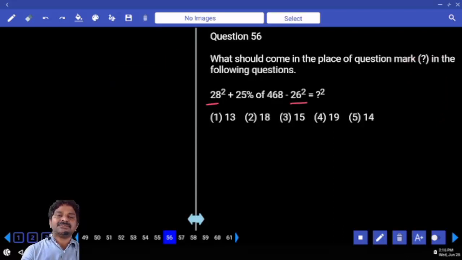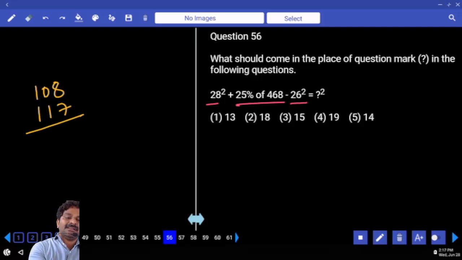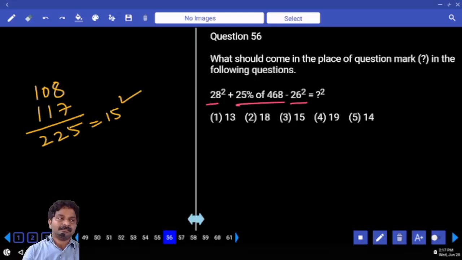28 square minus 6 square. That's what I see. Okay. A square minus B square format. A plus B into A minus B. What is A plus B? 54. A minus B. 54 two times. To that we need to add 25% of this number, which is 1/4. 117. That is 225. Is which number square? 15 square.